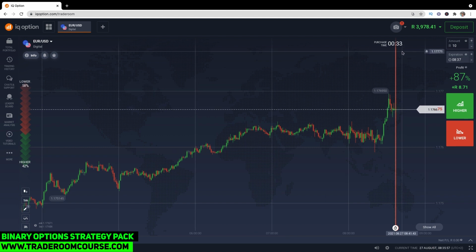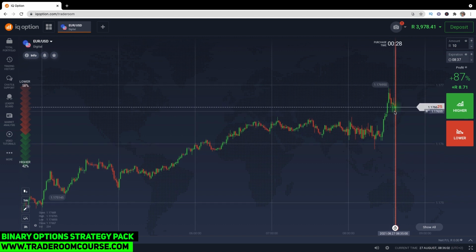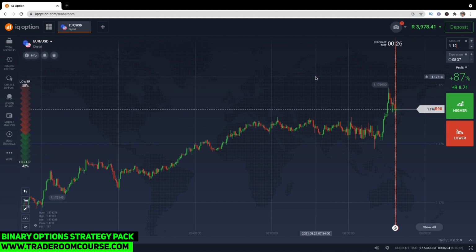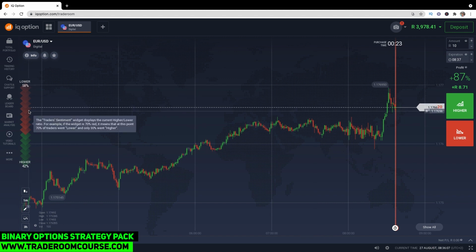And as you can see, 3 more seconds, and this would have been over right there. That trade would have been over and it would have been a loss. So you don't always want to look at this. You want to avoid this entirely.